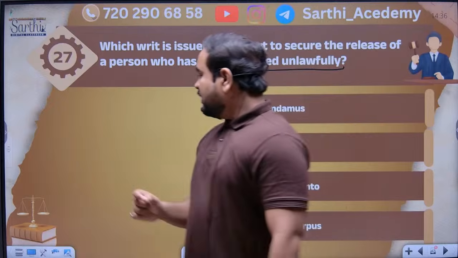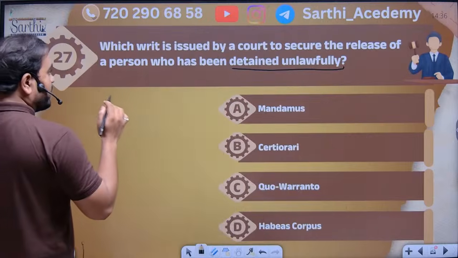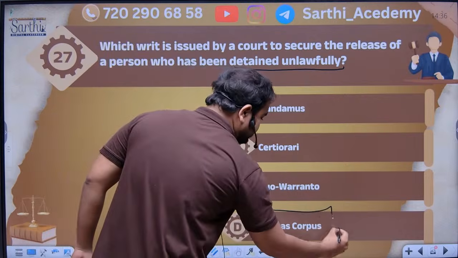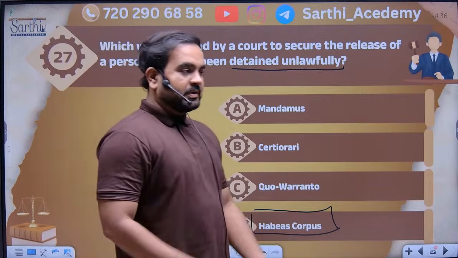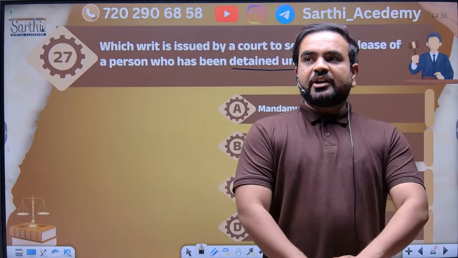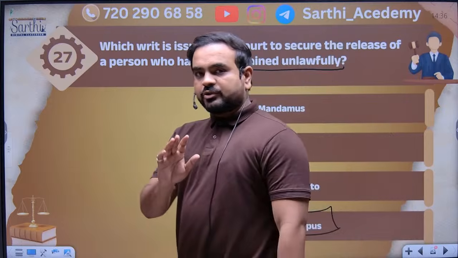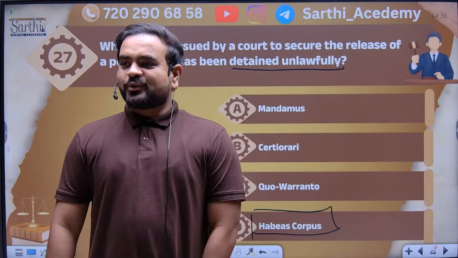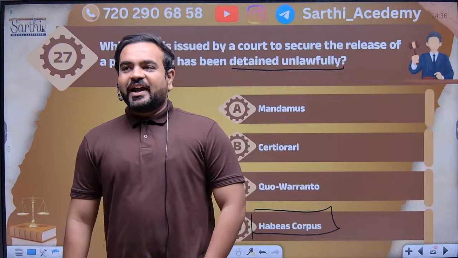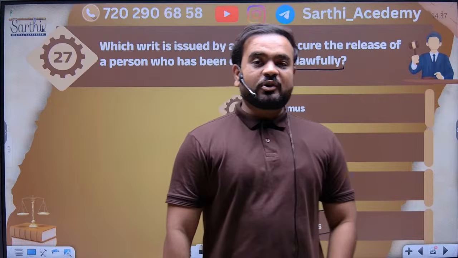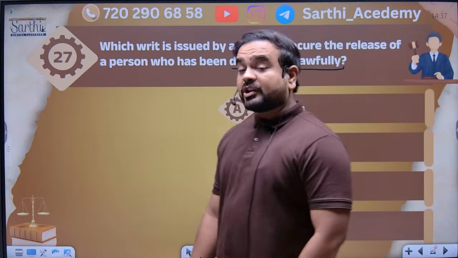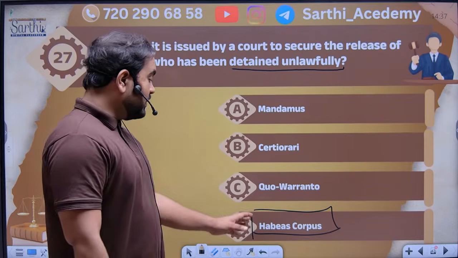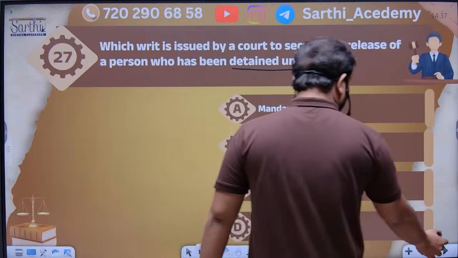So which writ is issued by the court to secure the release of a person? That writ is habeas corpus. If you want to understand habeas corpus, there is one film everybody should watch. In that film, the lead role actor is Surya, not Surya Bhai. That film is related to a habeas corpus case. The name of that film is, I think, Jai Bhim. Have you watched the film Jai Bhim? It actually talks about habeas corpus.